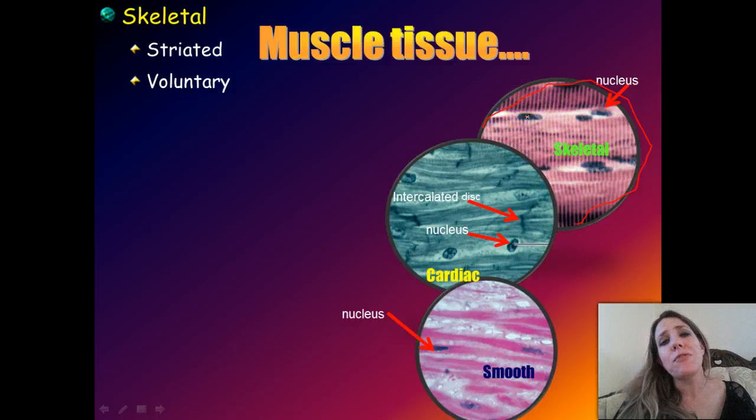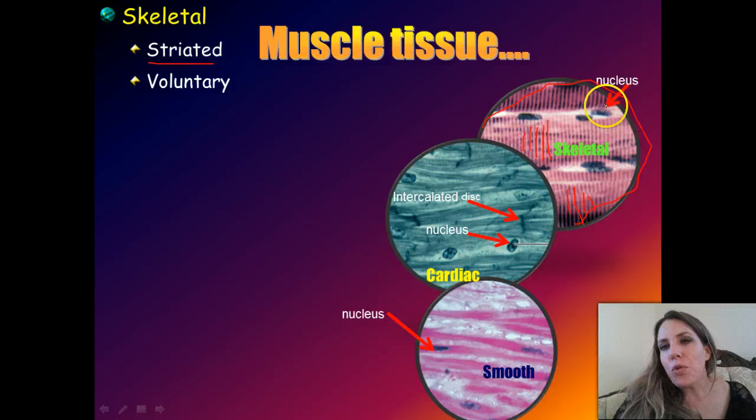And the dead giveaway for skeletal muscle under the microscope are these striations, the stripes. So check out those striations. Aren't they cool? And you'll see rows of these stripes. So those are called striations. We say that skeletal muscle is striated.